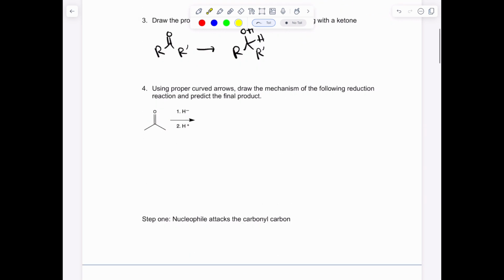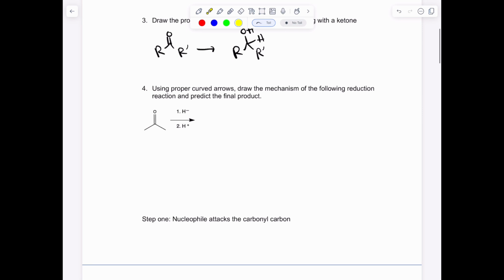In question 4, we are asked to draw a mechanism for the reduction reaction between a ketone and a hydride ion. And just as a reminder, the hydride ion is typically going to come from either sodium borohydride, which is NaBH4, or lithium aluminum hydride, which is LiAlH4. Both of those are capable of reducing a ketone.